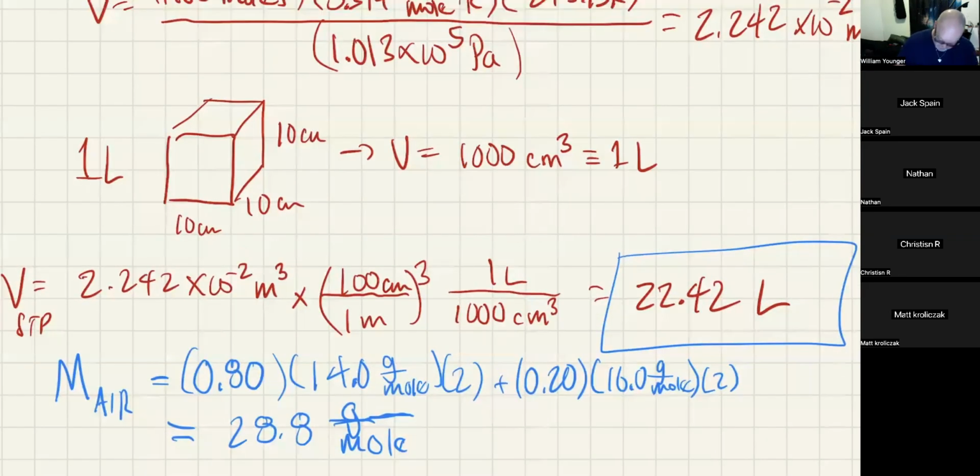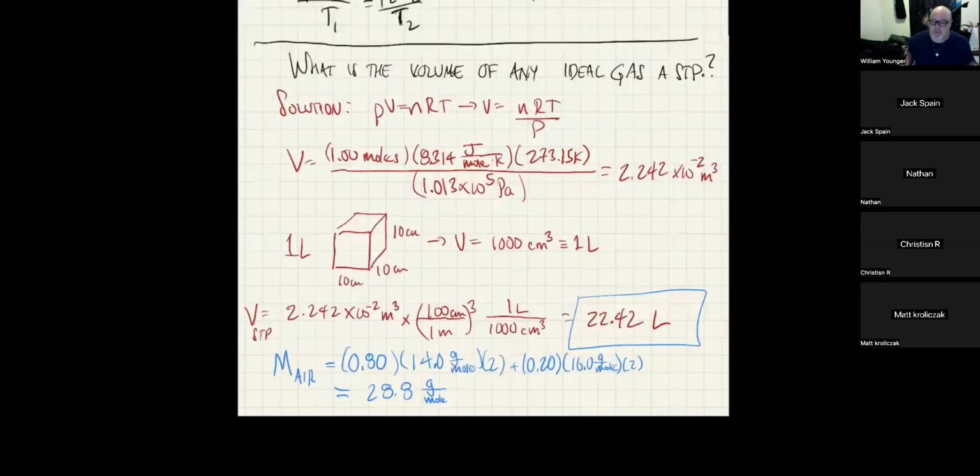I don't like how this unit turned out, so I'm making it better. So any questions on that?